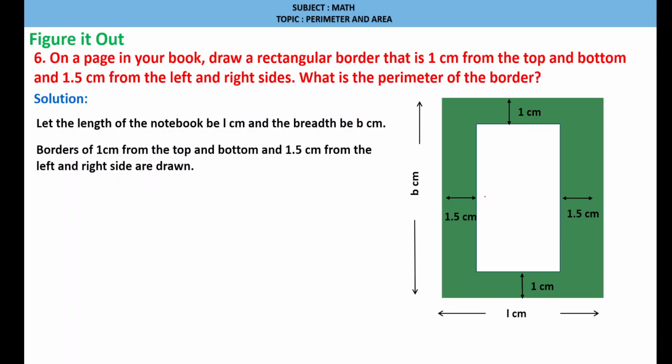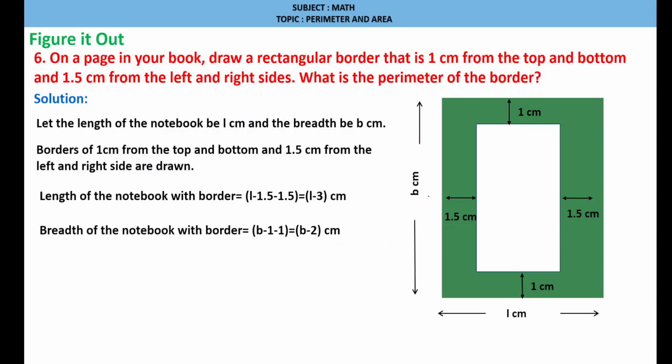Borders of 1 centimeter from the top and bottom and 1.5 from the left and right are as shown in this figure. Then the length of the notebook: if the total is L, after removing the border it will become L minus 1.5 minus 1.5, nothing but L minus 3 centimeters. Similarly, the breadth of the notebook is B minus 1 minus 1, nothing but B minus 2 centimeters.